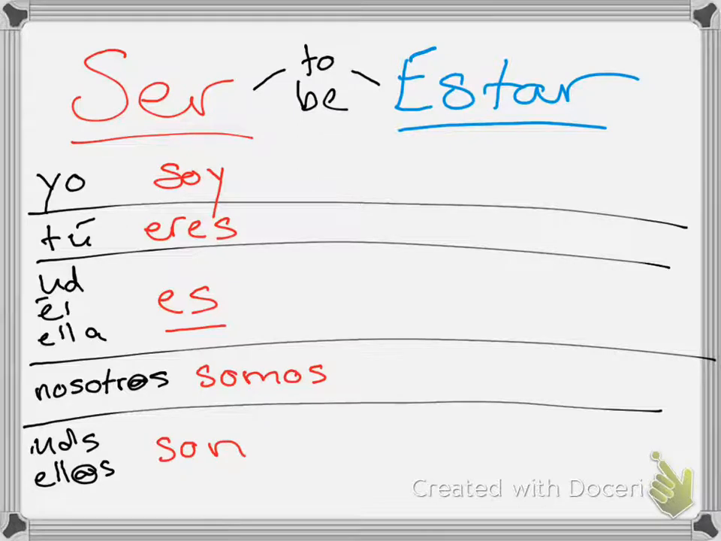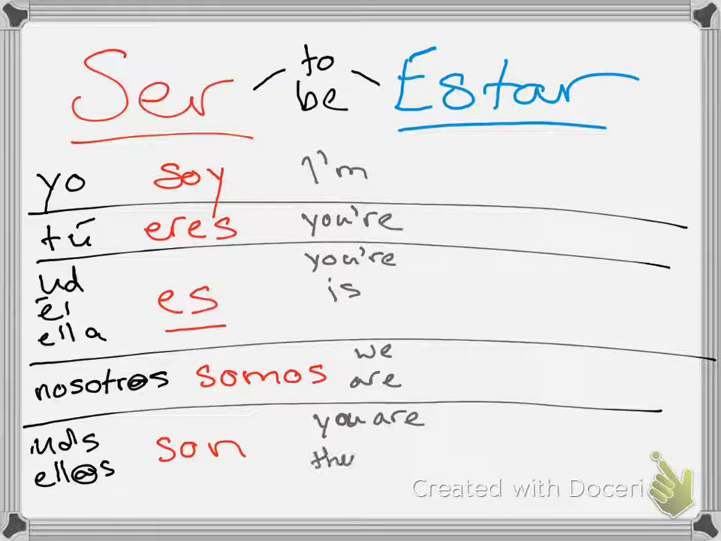Okay? So, soy, let's put these here in English because they're going to be the same. Soy, which would be I'm, I am. Eres, which would be you are, right? Usted, so once again, that would be you are. Usted es. O, él, o ella would be is, right? He is, she is. Nosotros somos would be we are, somos. And ustedes, ellos, and ellas would be you are, once again, right? Because you plural, you are, or they are.